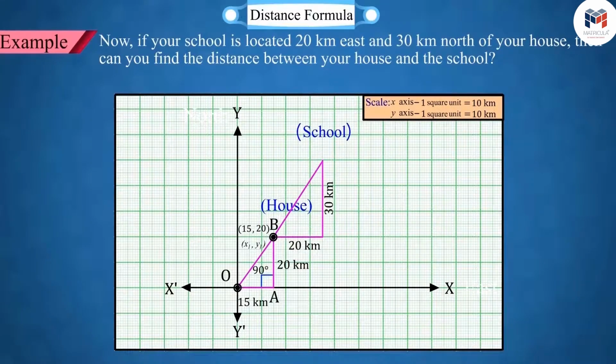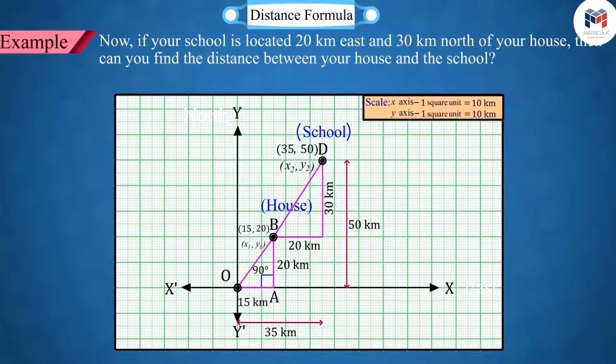Similarly, school has the coordinates of the point D, which will be obtained as 35 from the x-axis and 50 from the y-axis. Then, represent the coordinates of the point D, that is 35 as x2 and 50 as y2.